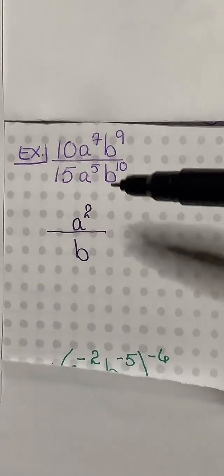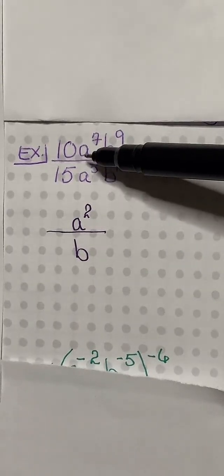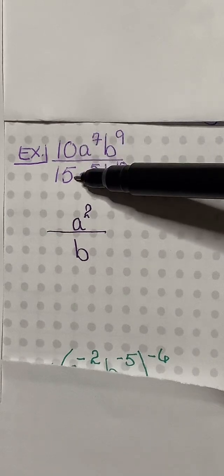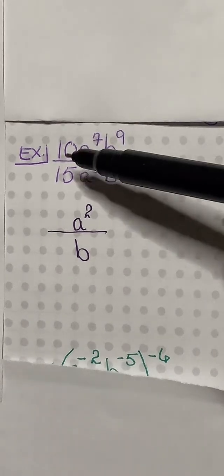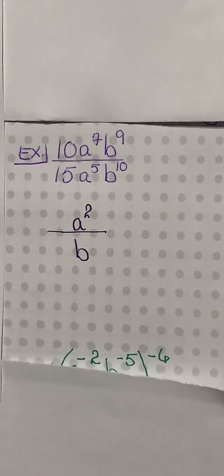And then Jonah, good. All right. So if anything, we have 10 and we have 15. What do they have in common? What are they multiples of?